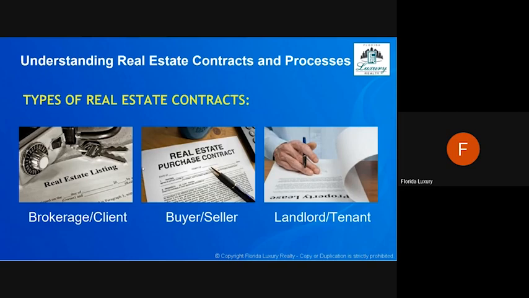But what about the brokerage-client contract? What do you guys think that is? Listing agreement. Our listing agreement. Our broker disclosure to buyer form. That is technically a contract. Now, we think of it as just some sort of disclosure, but in reality, it's a contract because it sets terms for us as a real estate professional and for the client, be it the buyer or the seller. We agree to do certain things and they in turn agree to do certain things. So by definition, that's actually a contract.